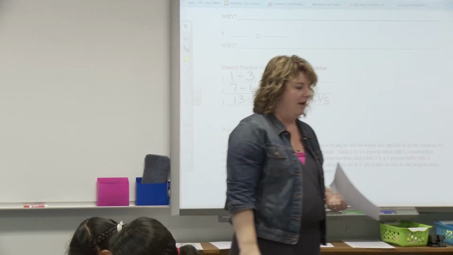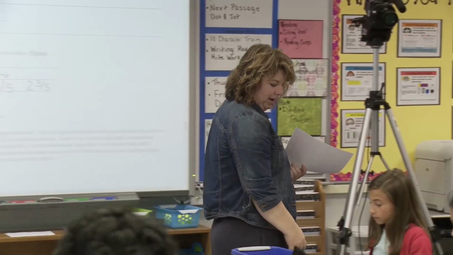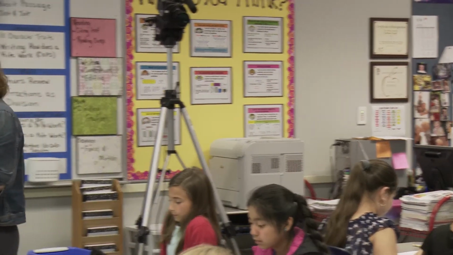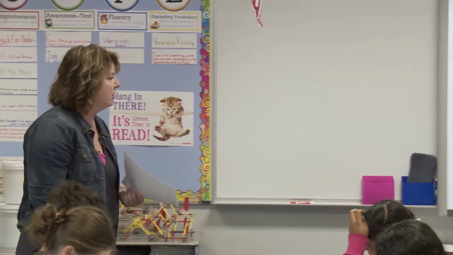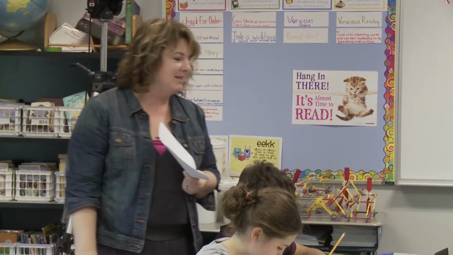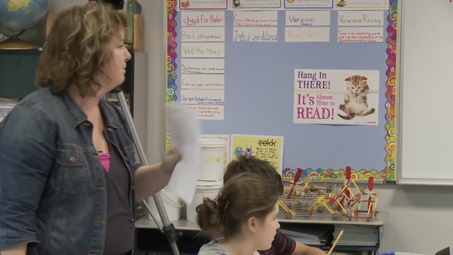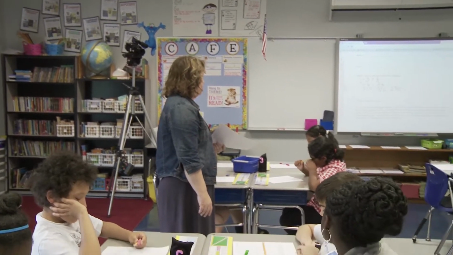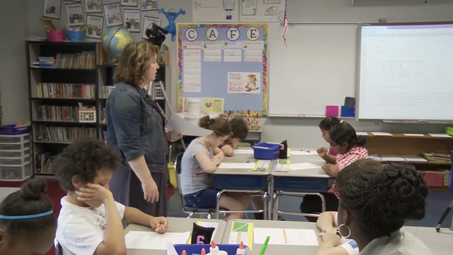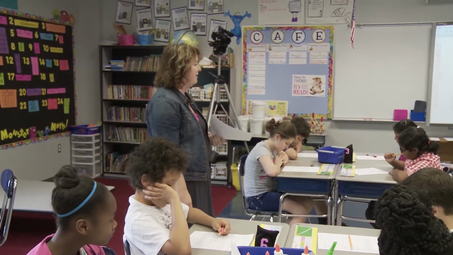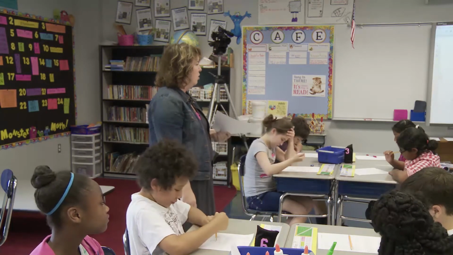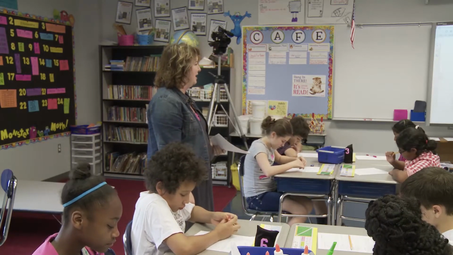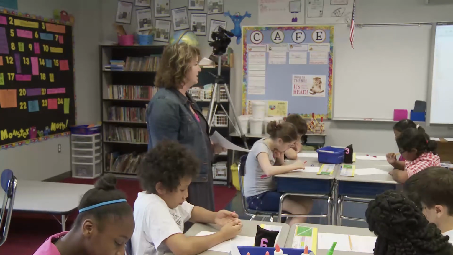Moving on. At the bottom of your page, we have a word problem about Miss Alexa. Alexa loves making foldables in math class. She is trying to decide where she should sit in the room to have the best access to the construction box. Table 1 is a 4-person table with 1 construction bucket. Table 2 is a 6-person table with 2 construction buckets, and table 3 is a 5-person table with 2 construction buckets. Which table should Alexa choose to sit at if she wants access to the largest share of materials?